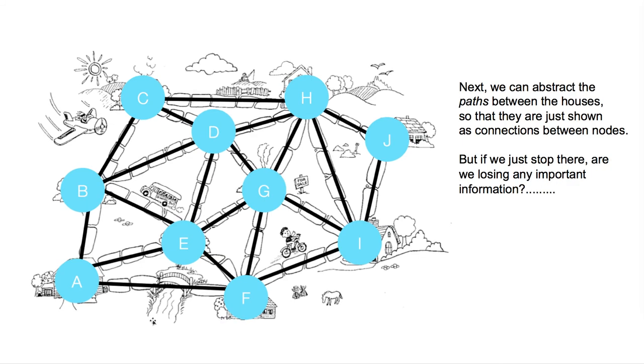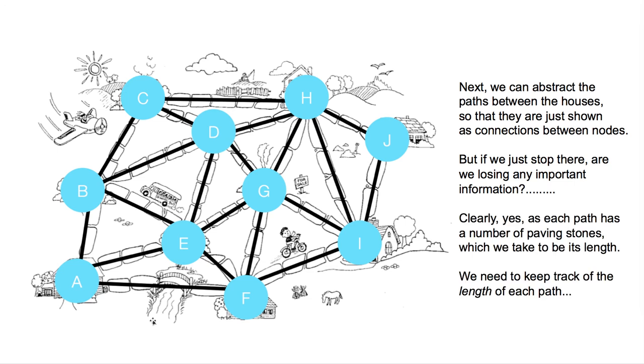So the next abstraction allows us to represent the paths between the houses as a simple line, and that way we simply denote the fact that there's a connection between the two houses. But if we stop at that point, have we lost any information? Well, clearly we have, as each path has a length, which is expressed as its number of paving blocks. So we do need to keep that information.